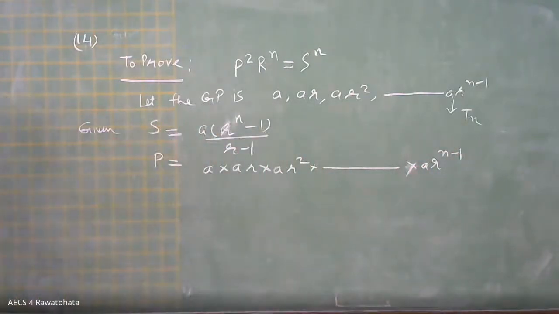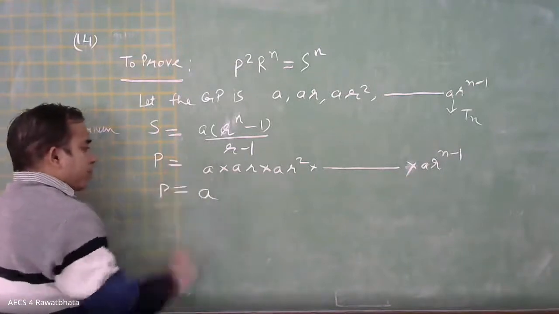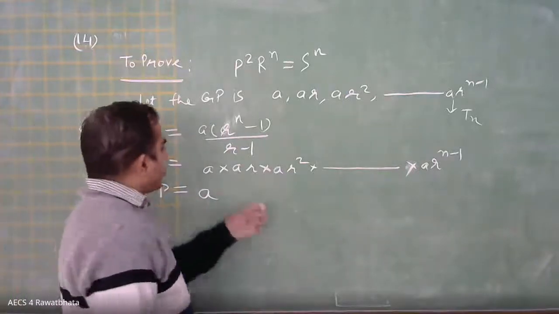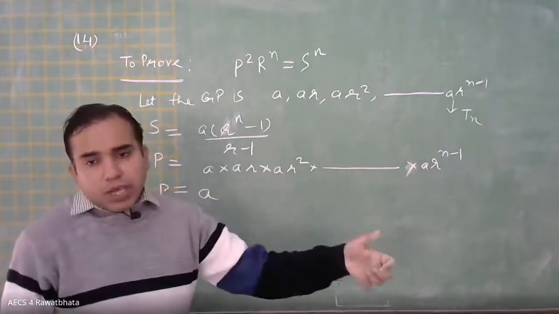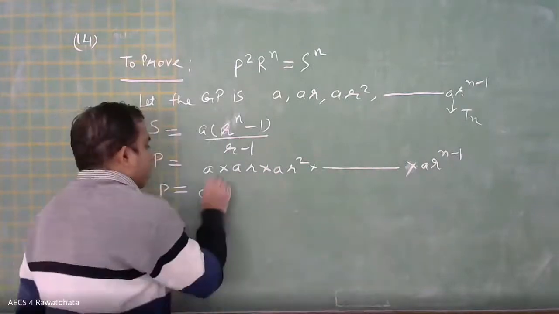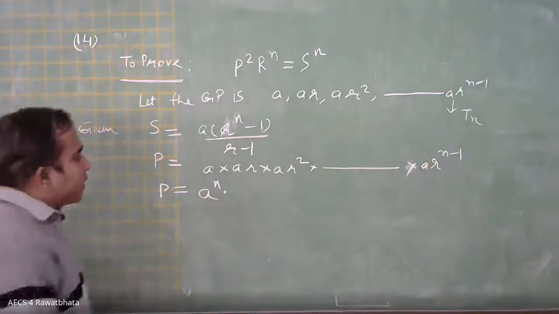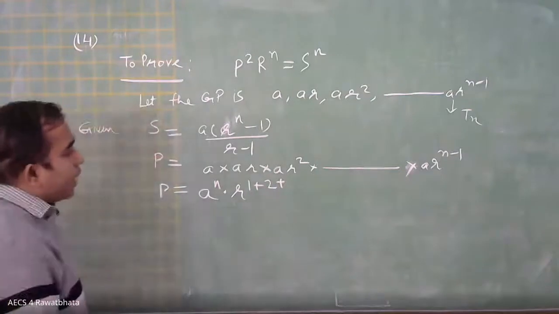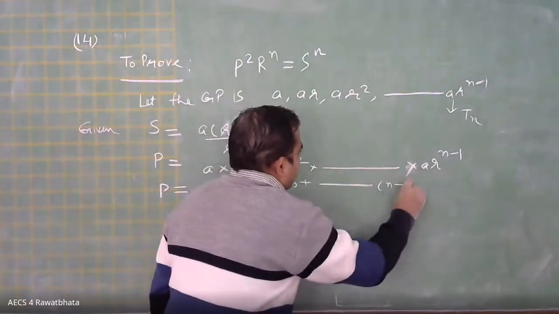Let us simplify. A raised to power, how much will it become? N. N it will be, because there are n terms and each term contains a. So a into a into a n times will be a raised to power n. Bases are same, powers will get added. Their respective exponents you add all together, 1 plus 2 plus 3 up to n minus 1.